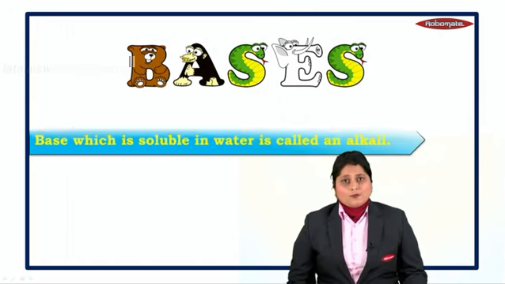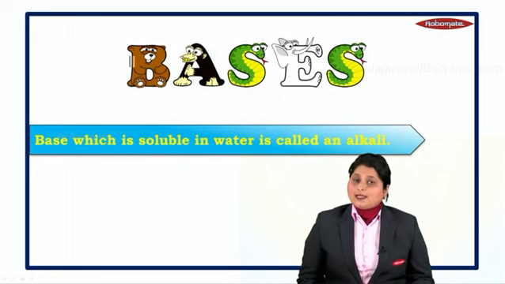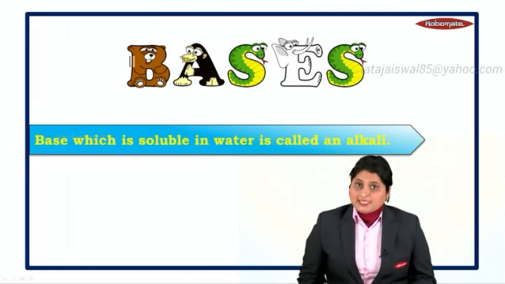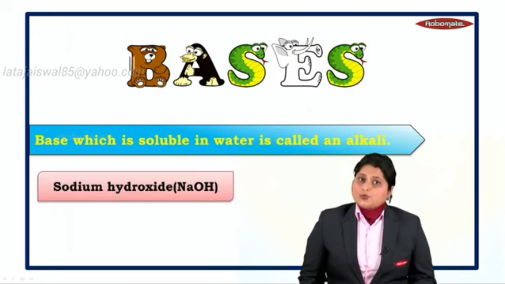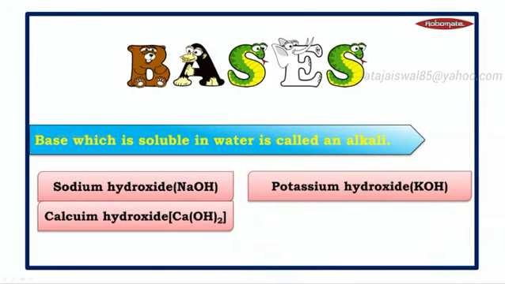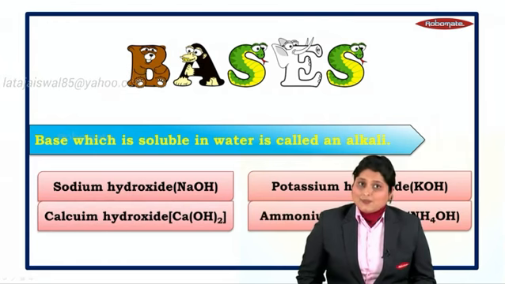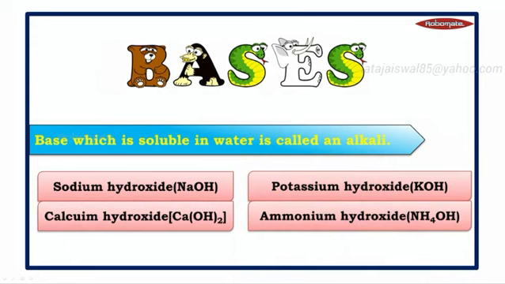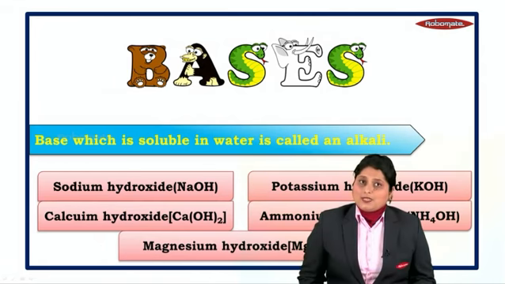Let's study something more about bases. A base which is soluble in water is called an alkali. So remember, students, a base which is soluble in water is called an alkali. For example, sodium hydroxide, that is NaOH, potassium hydroxide, that is KOH, calcium hydroxide, that is Ca(OH)2. The next base is ammonium hydroxide, which is NH4OH, and magnesium hydroxide, that is Mg(OH)2. Now, all these bases are soluble in water, therefore they are called alkali.